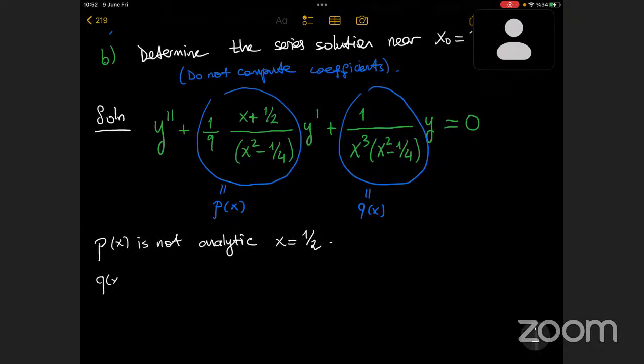Q(x) is not analytic at x equals 0 and at plus or minus 1/2.